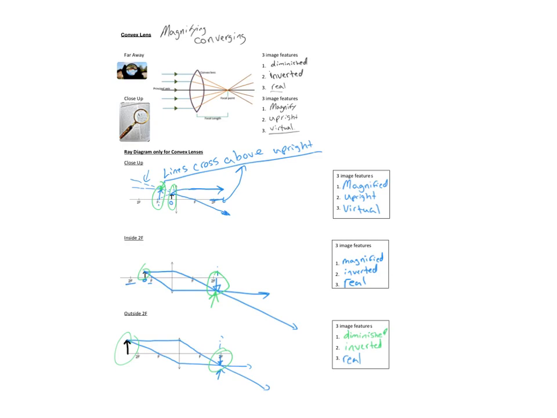Basically, I need you to know what magnified and upright mean. Those are the two key things. If you can remember those things, you're going to be okay. And if you can just know what these look like, these are known as ray diagrams, just have a general idea of what they look like, that will be helpful.